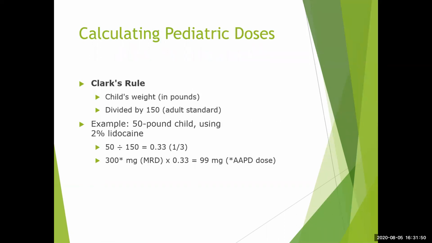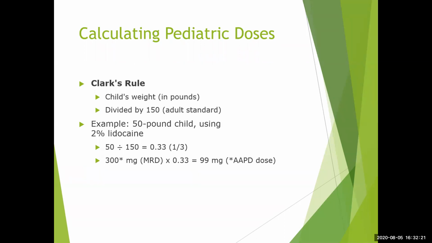Okay, pediatric doses. I don't test you on pediatric doses, but I just want to introduce you to the concept, because we don't give local anesthetic to children in Virginia, so I don't concentrate too much on it. But when you determine doses for children, there are a couple of different ways to do it. You can use something called Clark's rule, and with this you take the child's weight in pounds and divide it by 150 pounds, which is the adult standard.